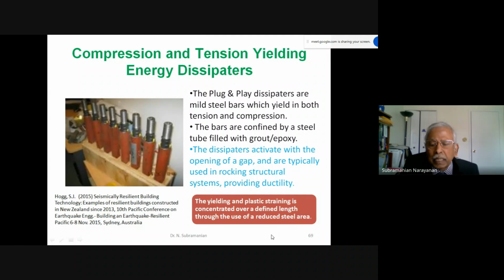The yielding and plastic straining is concentrated over a defined length. Of course, it is inside this tube, a defined length through the use of a reduced steel area. So similar to the reduced beam, here also there is a reduced steel area of the bar.